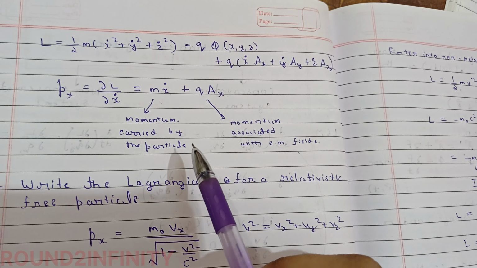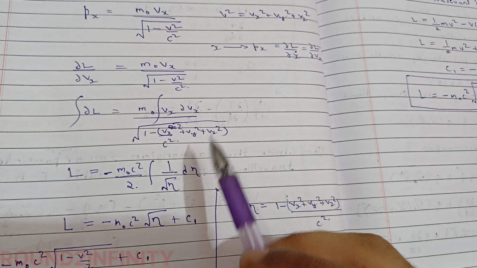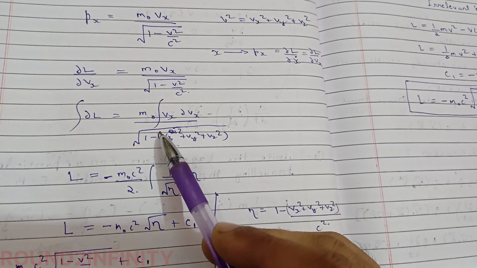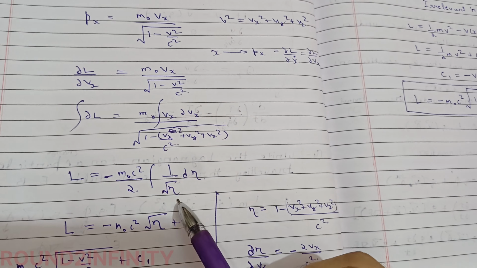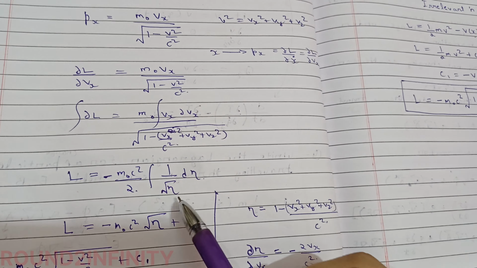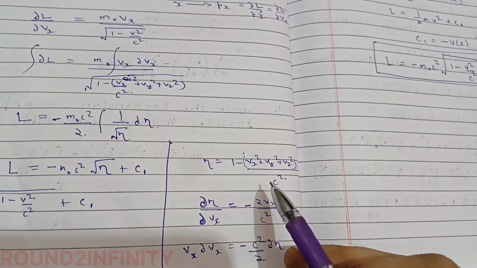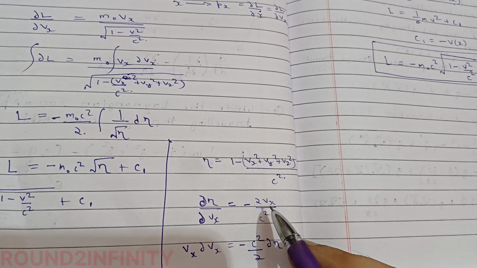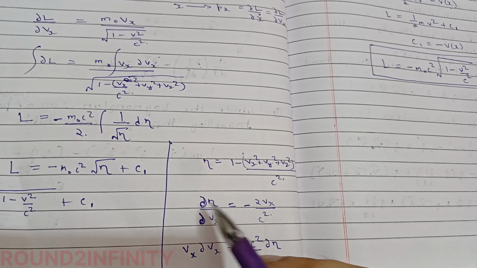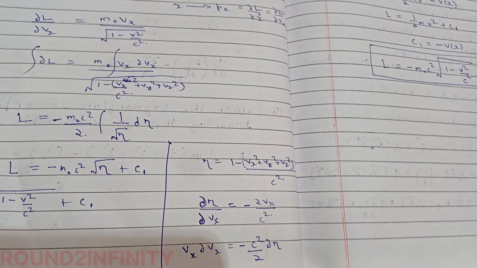So we will assume this complete denominator term as eta. Okay, so 1 minus v square by c square, where v square is this complete term, is eta. If you take the derivative of eta with respect to vx, it will give you minus 2 vx by c square. So from here del vx will be equal to minus c square by 2 del eta. So in place of vx del vx, we can write minus c square by 2 del eta, and the complete denominator is eta. So you will get this form.